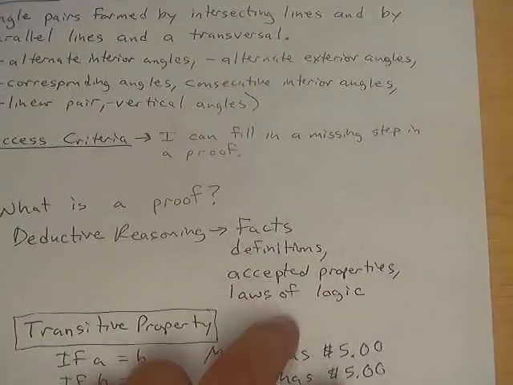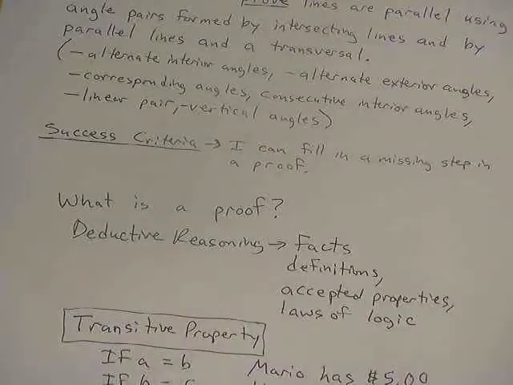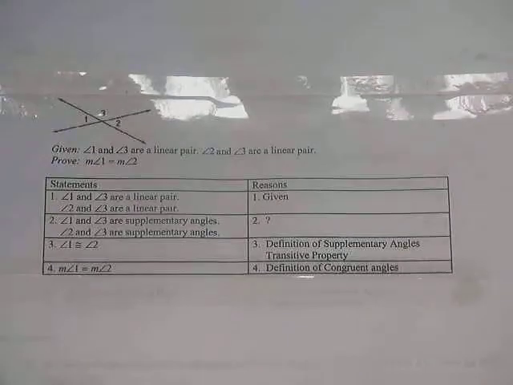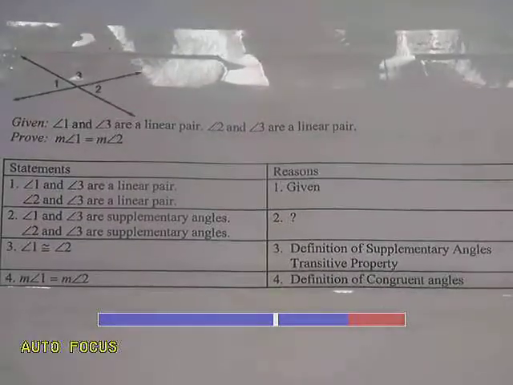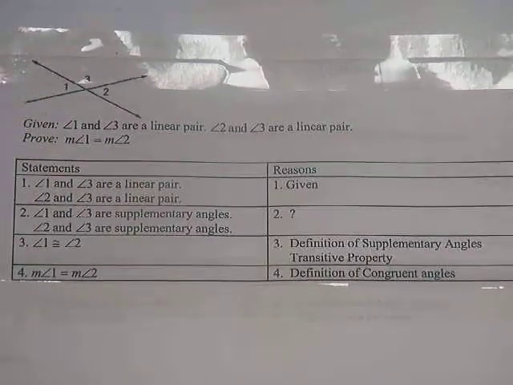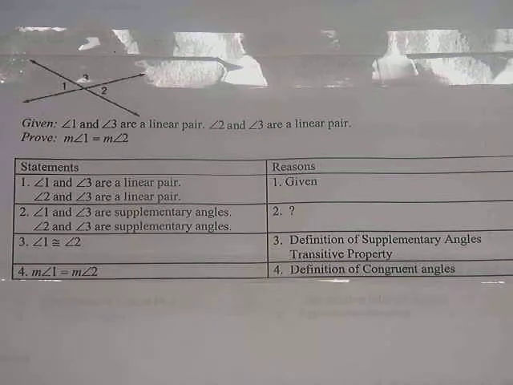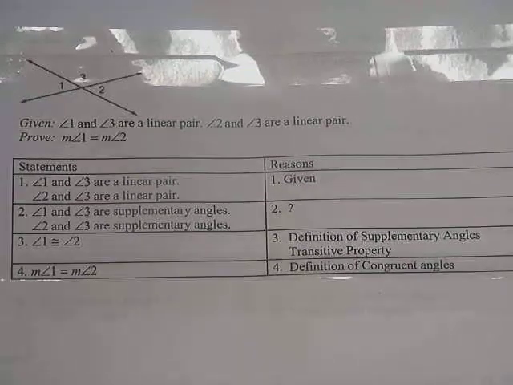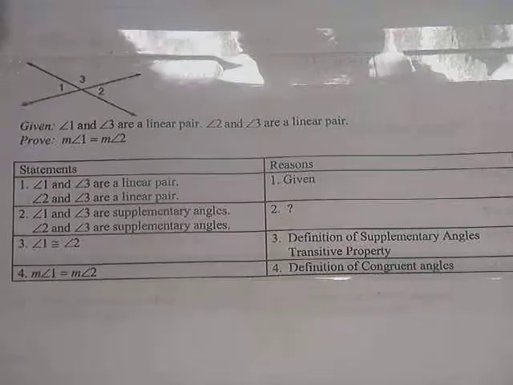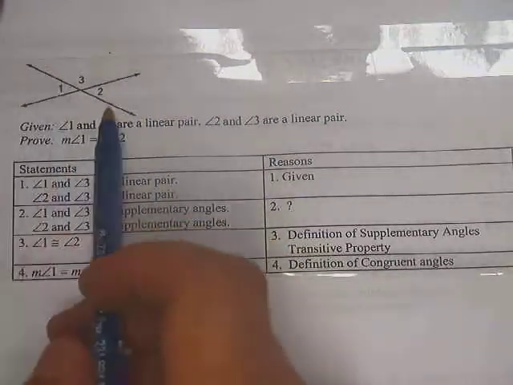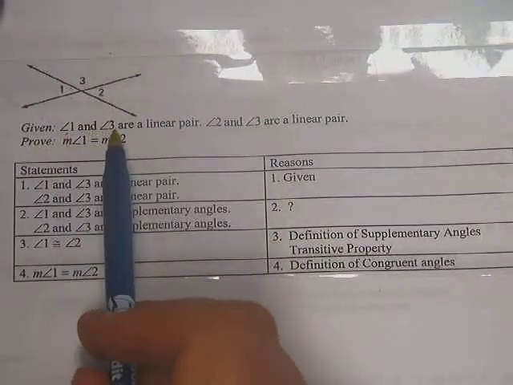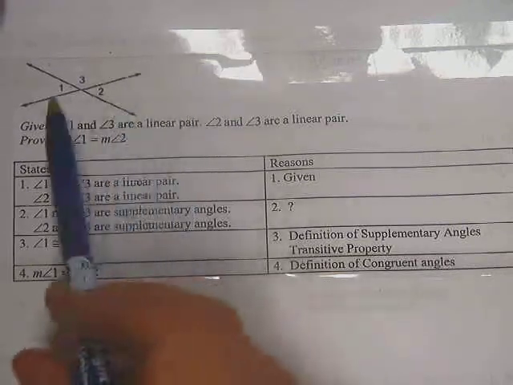All right, now, like I said, in deductive reasoning, you can always use facts, definitions, accepted properties, and laws of logic. I'm going to show you a little more complex proof. I'd like you to stop the video and write this down, please. Okay, I'm assuming you just got done writing it all down, so we'll go on.